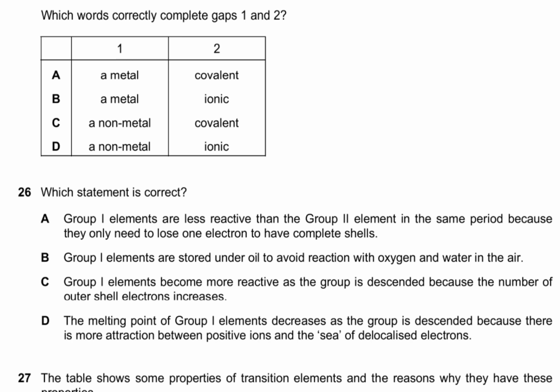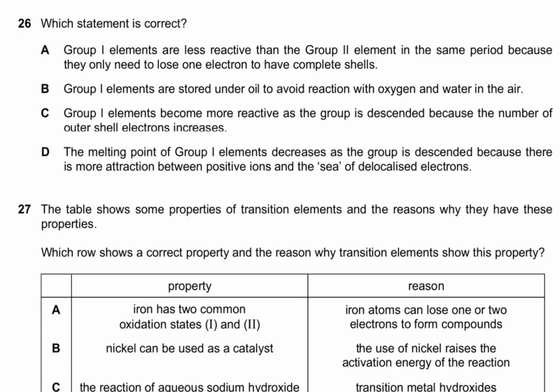So the B option is the correct one. Then group 1 is more reactive as the group descends. Then no. So only the B option is correct. You can go for it.